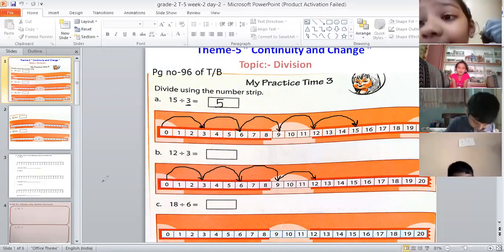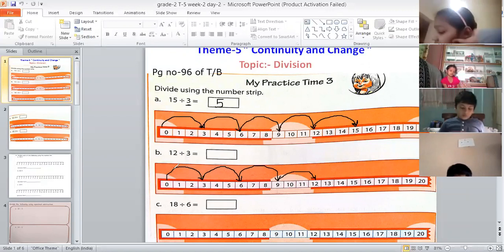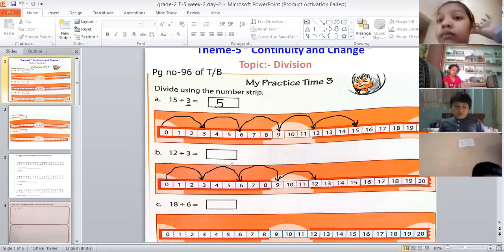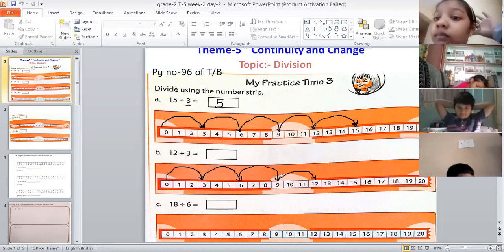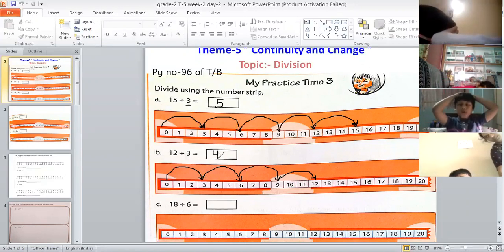Now again, we have to count how many steps we have taken to reach number 12. So again, you have to count these black color curved lines. How many are there? 1, 2, 3, and 4. So the answer will be 4, and we will write this 4 in this box.